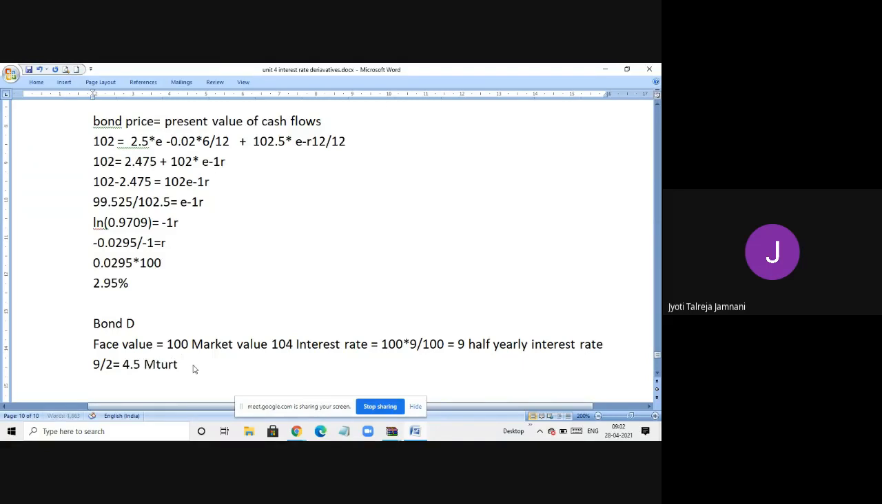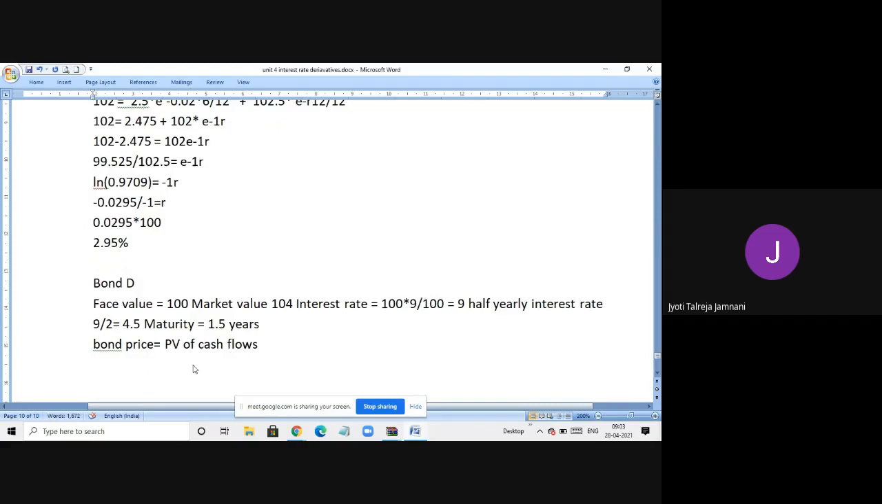Maturity of the bond is 1.5 years. So if I pay interest every half year, that means I have to pay 3 times: at 6 months, 1 year and 1.5 years. So again we'll solve using the equation: bond price is equal to the present value of cash flows. Bond price is nothing but the market value of the bond, which is 104, and it is equal to the sum of the 3 interest payments.